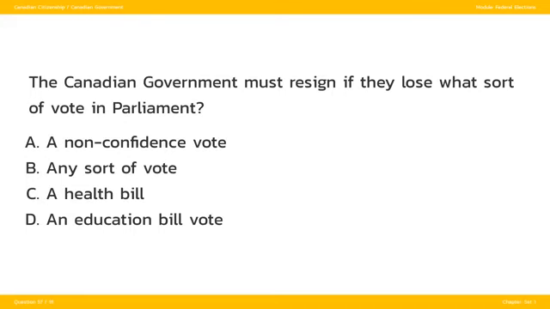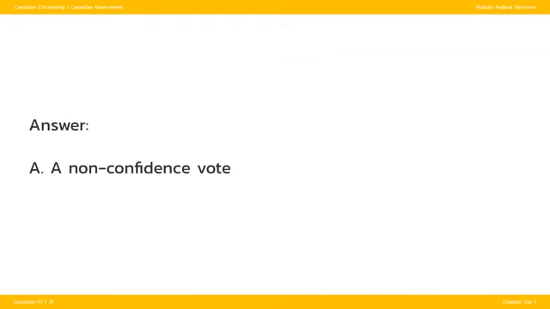The Canadian government must resign if they lose what sort of vote in Parliament? A. A non-confidence vote. B. Any sort of vote. C. A health bill. D. An education bill vote. The answer is A. A non-confidence vote.